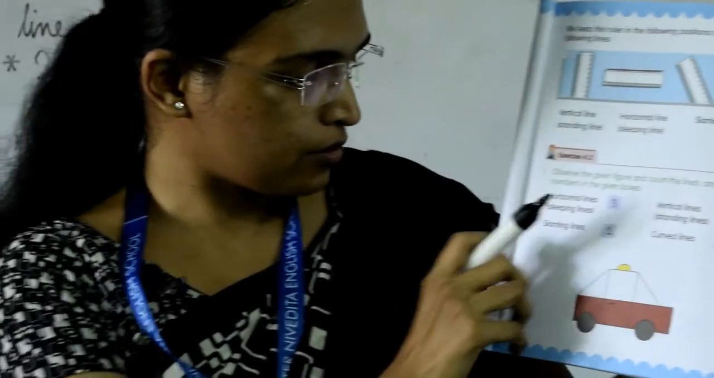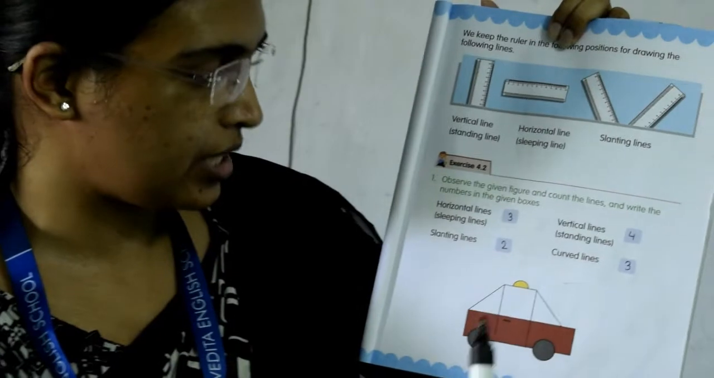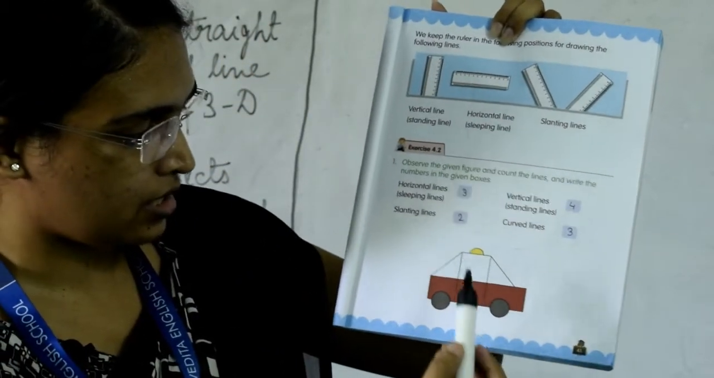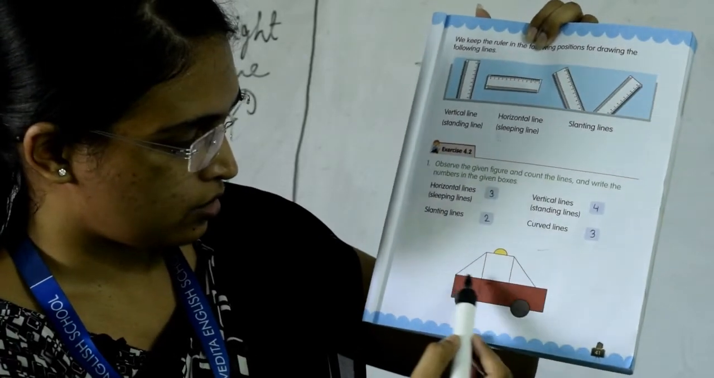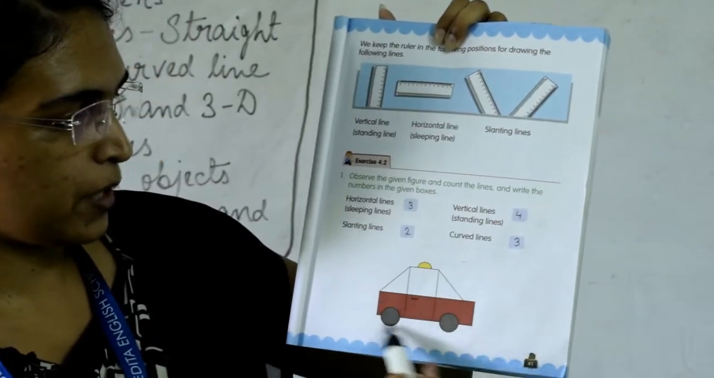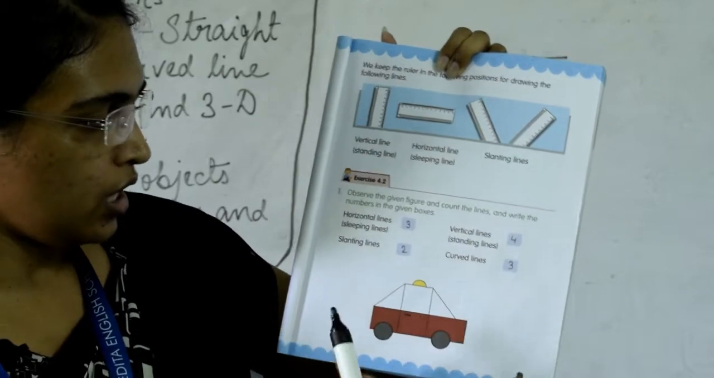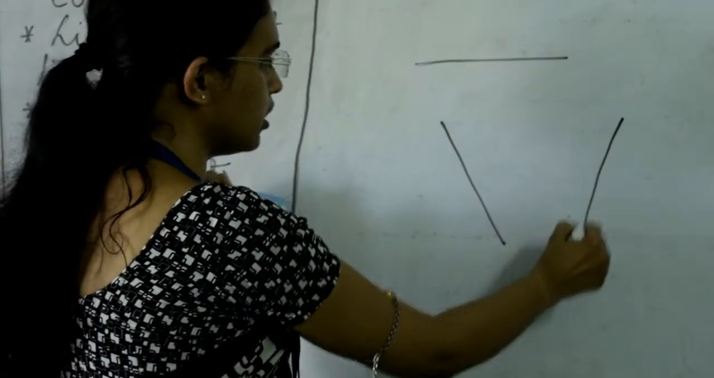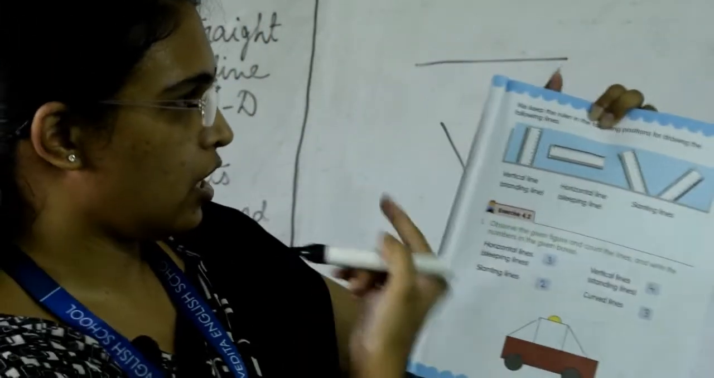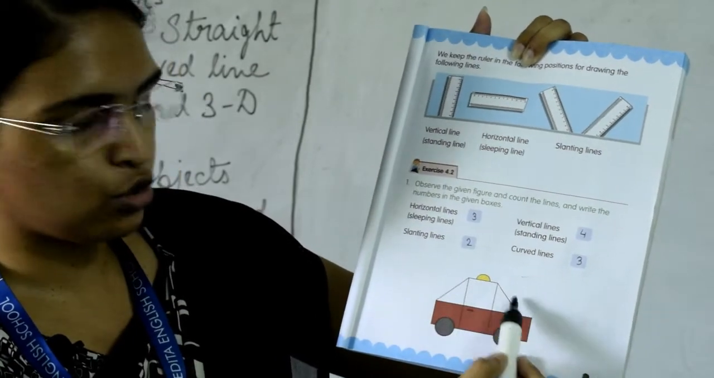Okay, so look, horizontal line or sleeping line. Which one is the sleeping line? This one. So find out how many sleeping lines there are. 1, 2, 3. So in this picture, how many sleeping lines are there? 3. So write 3 in this box. Now next is slanting line. Which one is a slanting line? This one or this one? So find out how many slanting lines there are. 1, 2. There are 2 slanting lines.